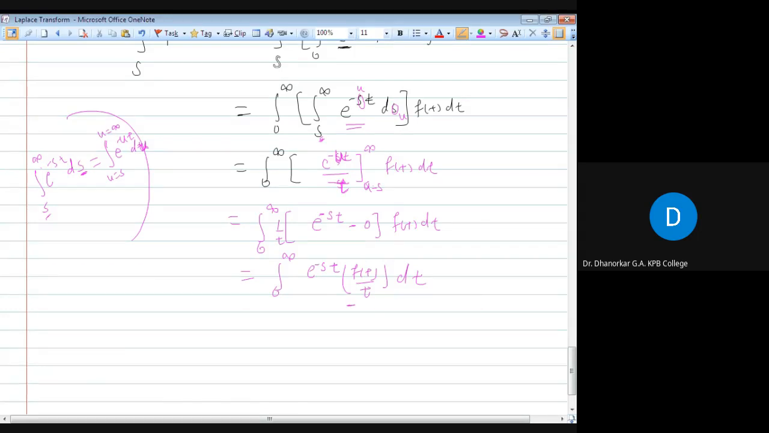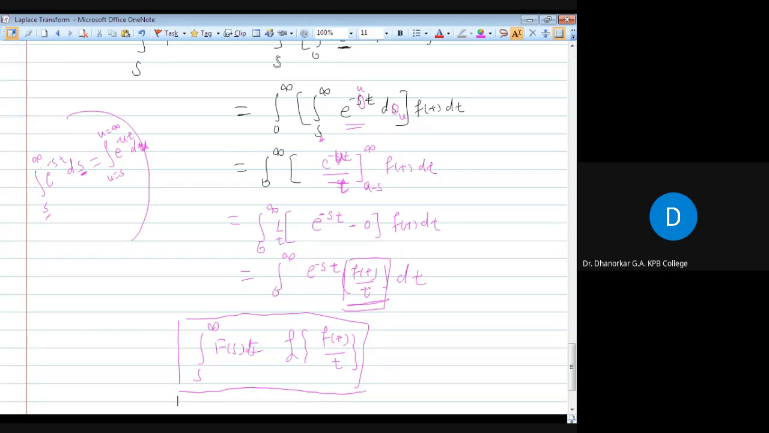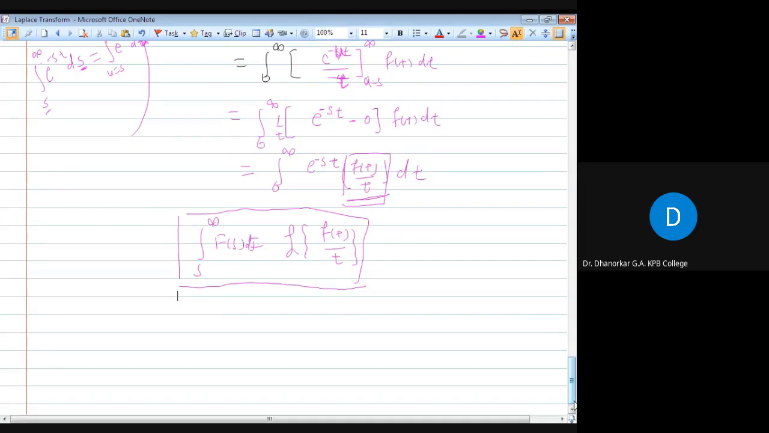Now this is our total function, I will suppose it is some g of t, and as per our definition, this is nothing but the Laplace transform of the function f of t divided by t. And what is our left hand side? This is integration from s to infinity of F of s ds. Therefore, this is our next result. When we are dividing by t, then we have to take integration, and when we are multiplying by t, then we have to take its derivative.